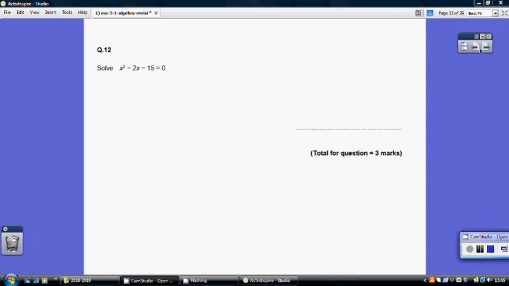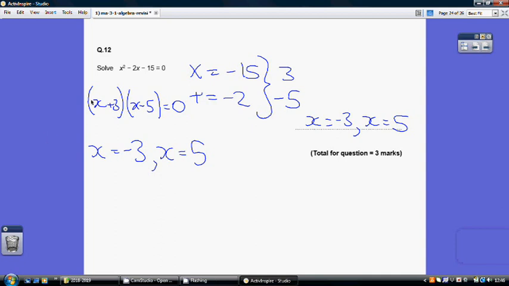Question 12. So similar to the previous one, a pair of brackets with x being the first term. And then we're multiplying to make the minus 15, but adding to be the minus 2. So these two magic numbers are 3 and minus 5, because 3 times minus 5 is minus 15, but 3 take away 5 is minus 2. So we've now factorised our left-hand side. Our left-hand side is x plus 3, x minus 5.